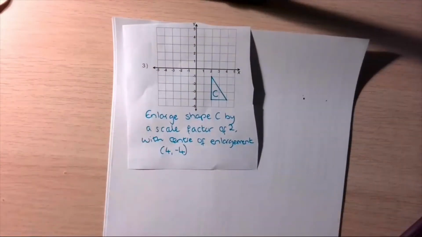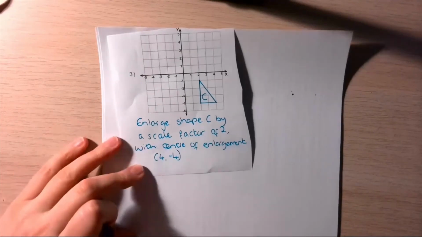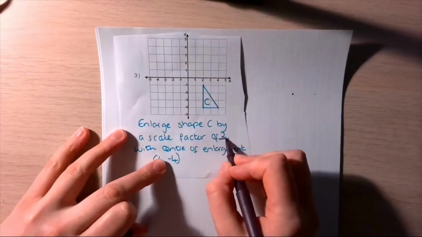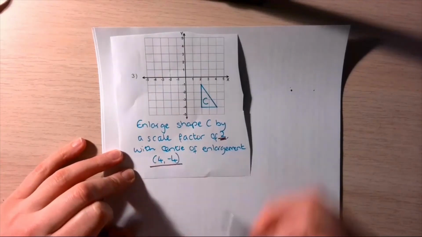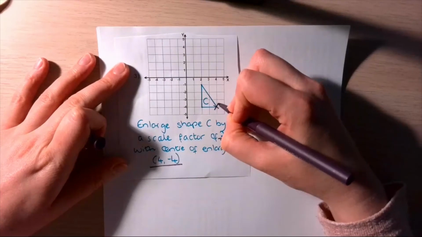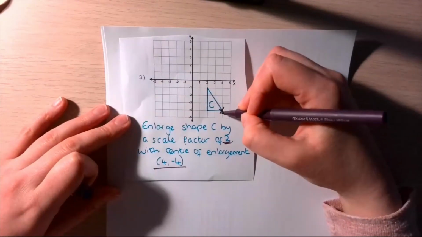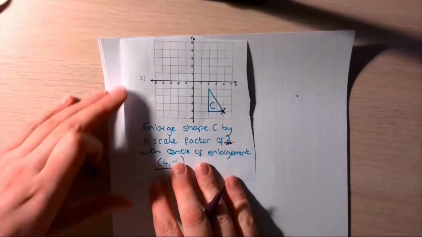So, enlarge shape C by a scale factor of 2 with centre of enlargement (4, -4). First thing we're going to do is remind ourselves that we've got a scale factor of 2 and our centre of enlargement, which we're going to plot straight on here. Now this one's interesting because our centre of enlargement is actually on the shape. It's touching the shape, which throws people off sometimes. That's why I've included this one.